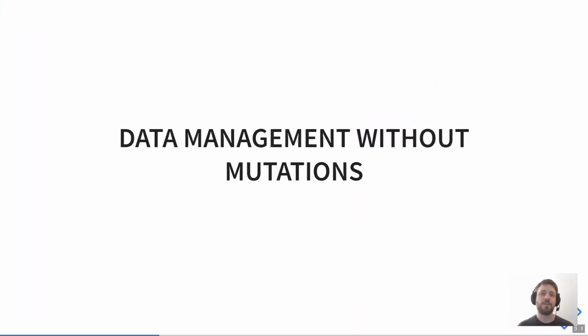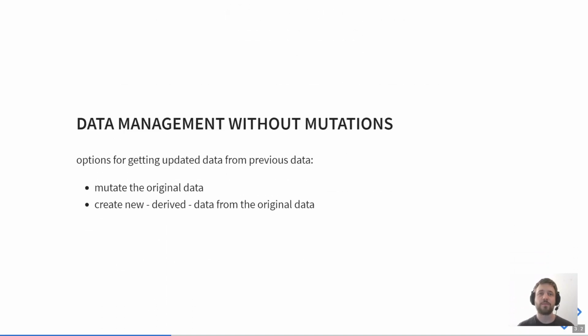So we've seen that in order to work with objects and arrays in React State, we need to manage them without modifying them directly. In general, in programming, there are two options for getting updated data from previous data: mutating the original data or creating new derived data from the original data. In React, we should always use the second option.